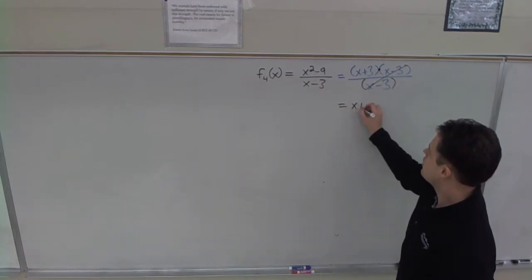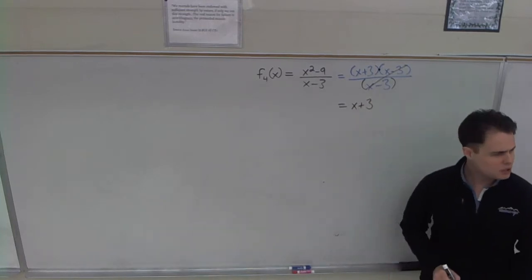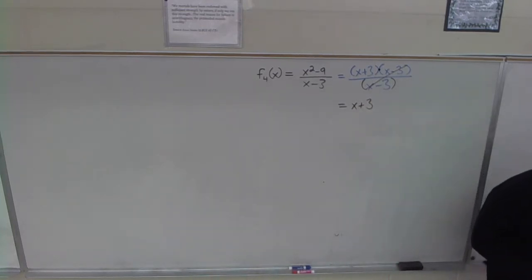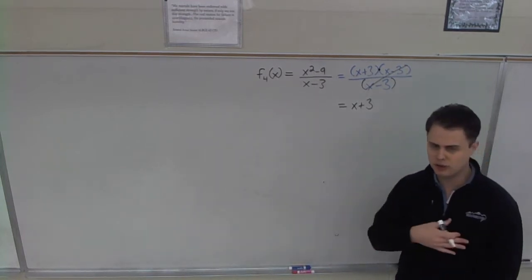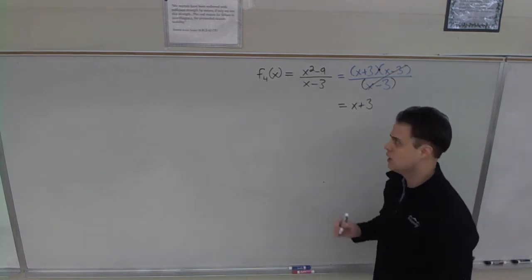So this simplifies down to x plus 3. Why would you want to do that? Yeah, because now that's a mx plus b line, right? So this guy you can graph much faster. You don't have to go through the asymptote process. It's just a line.